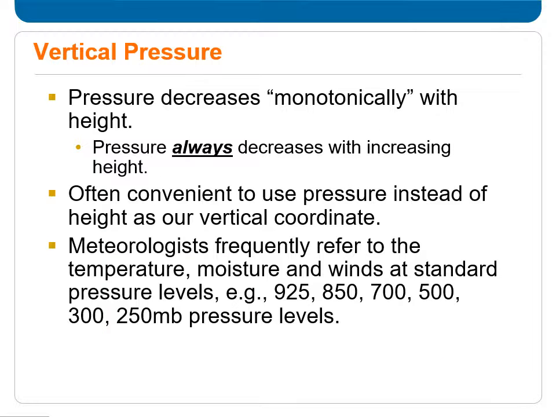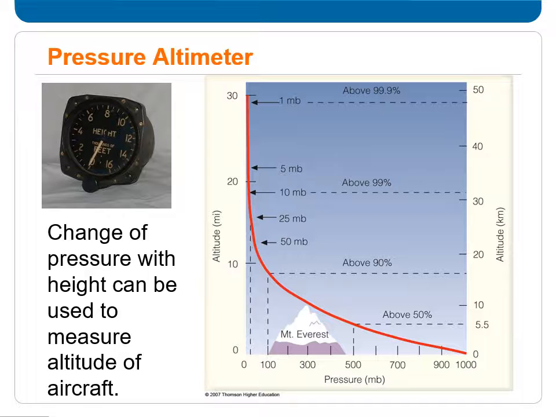As you increase altitude, more atmosphere is below you and less is above you. Therefore, pressure always decreases with increasing height. Often, the vertical height is given by the pressure rather than the physical distance to the ground. Meteorologists reference temperature, moisture, and wind to standard pressure levels. Change of pressure with height can be used to measure altitude of aircraft.